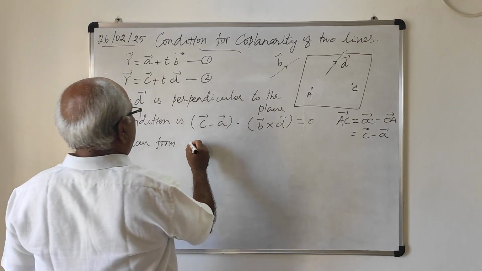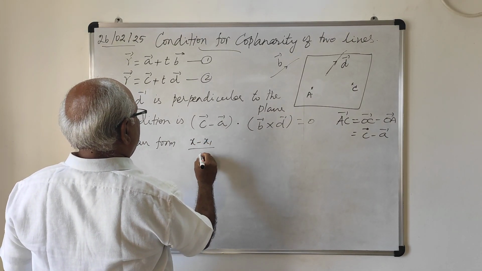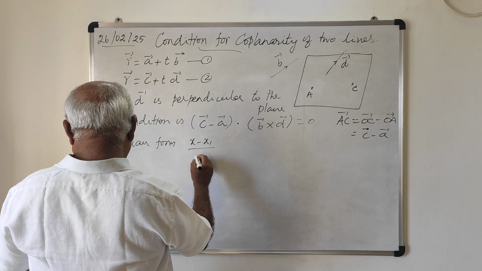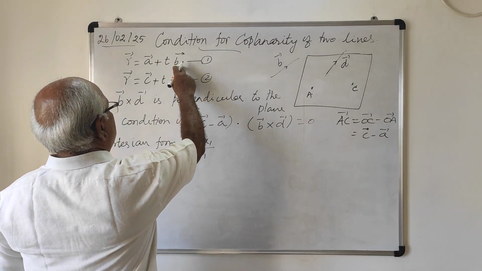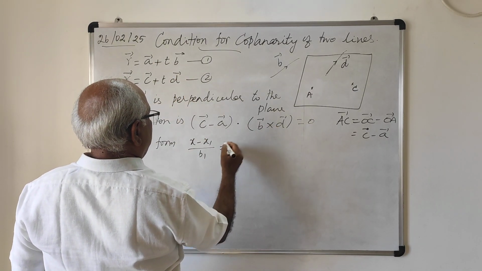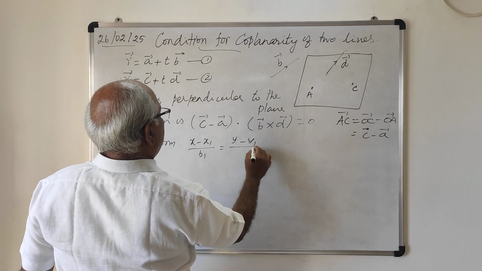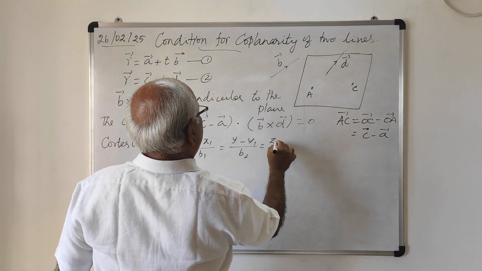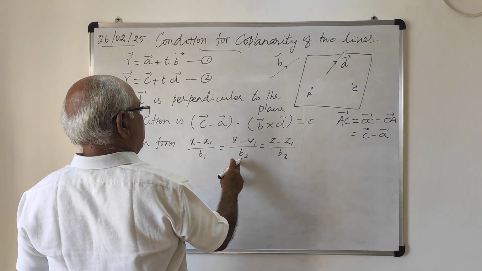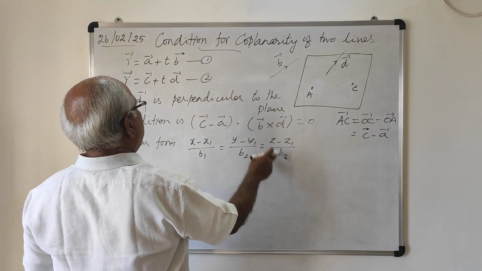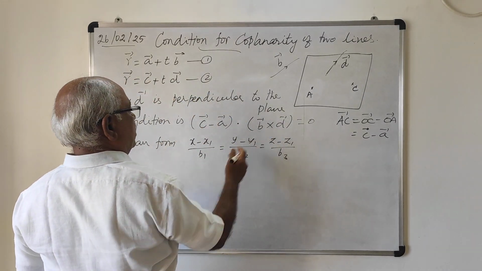Cartesian form is two lines: (x minus x1)/b1, because b and d are two vectors, b1 with b being the first vector. (x minus x1)/b1 = (y minus y1)/b2 = (z minus z1)/b3. So the b vector's direction ratios are b1, b2, b3, and the point A is (x1, y1, z1).